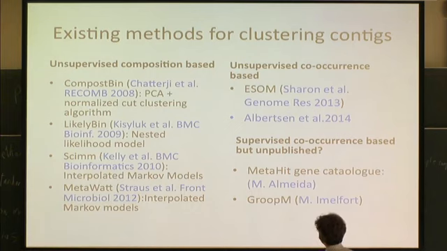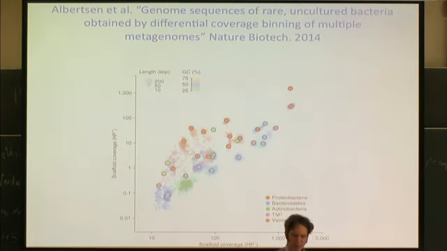Now there have been some other efforts to try and generate an unsupervised method using this information. We're aware of GroopM, which is available but not published yet. And this is the one that Alex was referring to with the MetaHIT gene catalogue, by, no, it was Mihai Pop in fact, wasn't it? So Mihai Pop's last slide was referring to Almeida. But as far as we know, neither of these two things have been published yet.